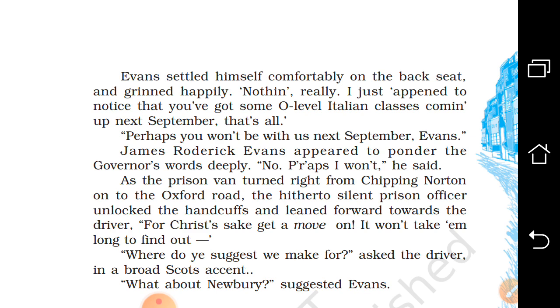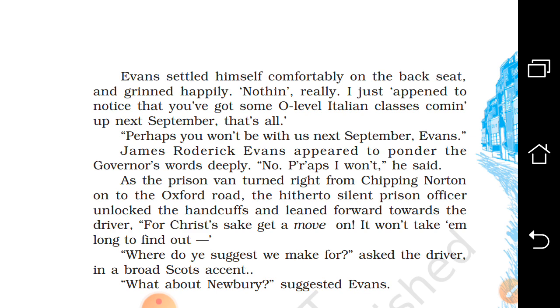That means once again he has to escape like that. "Perhaps you won't be with us next September, Evans." The governor said, no, you will not be with us, that means you will be shifted to some other place in the jail. James Roderick Evans appeared to ponder the governor's words deeply. "No, perhaps I won't," he said. But indirectly, who won't be there with the governor next September? Evans knows it, that the prison officers are none but his own friends.